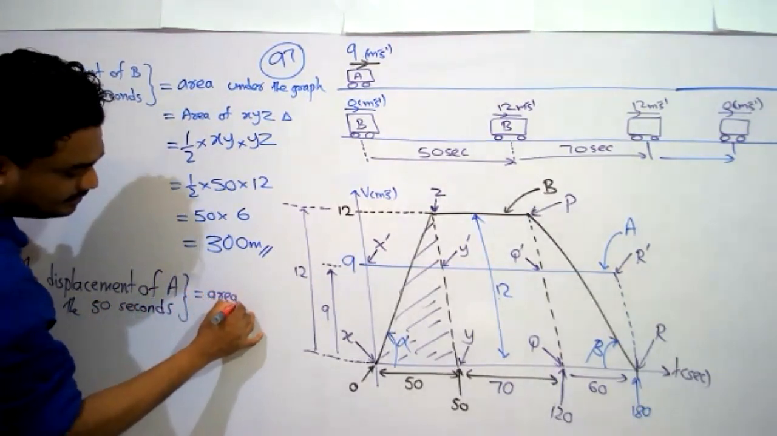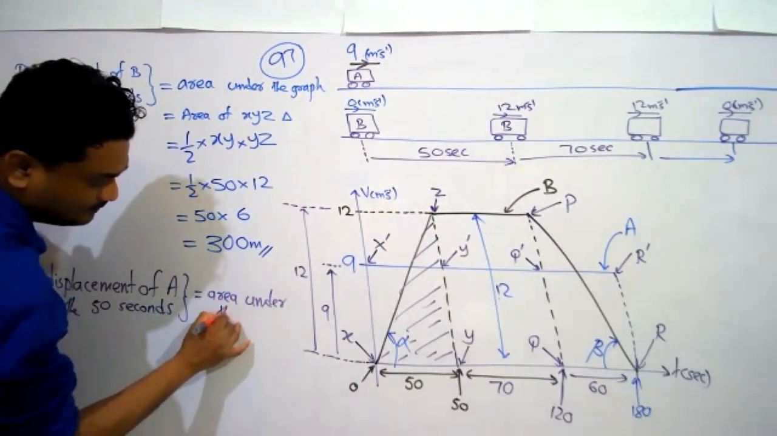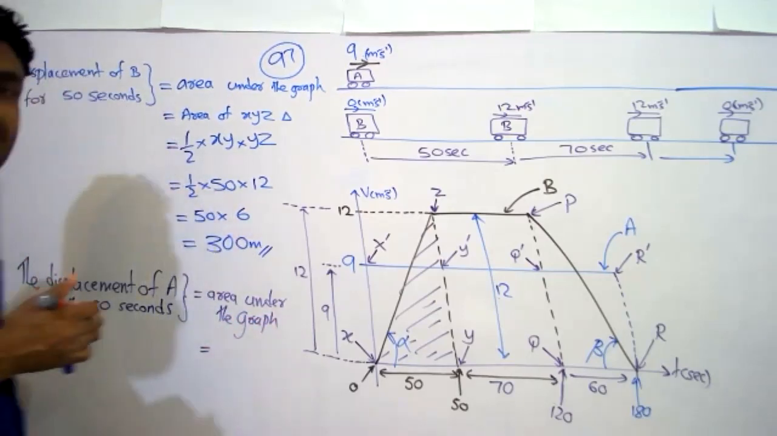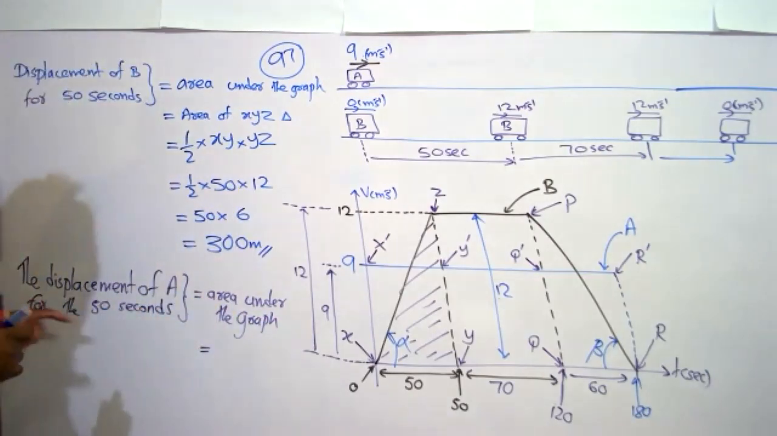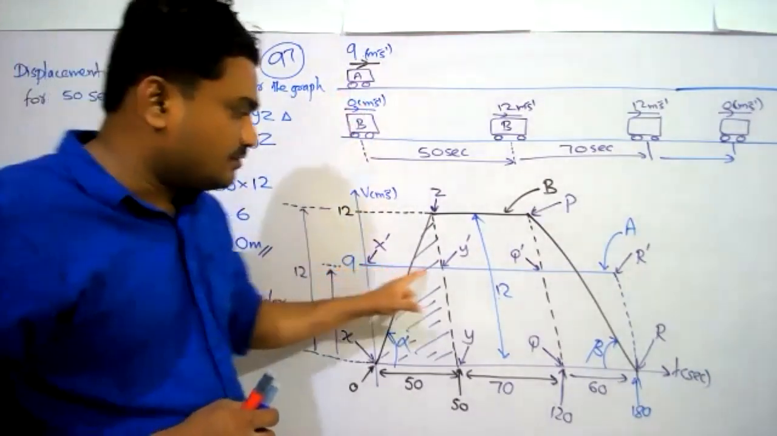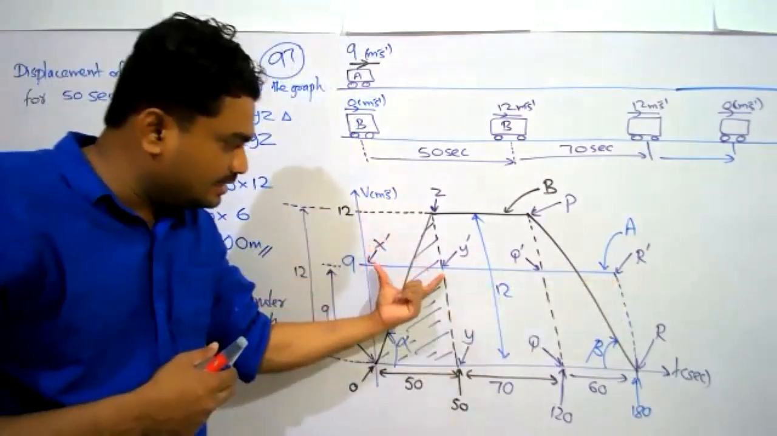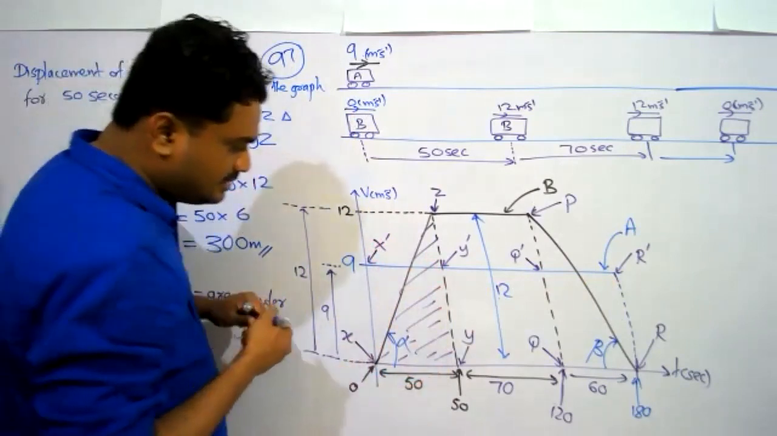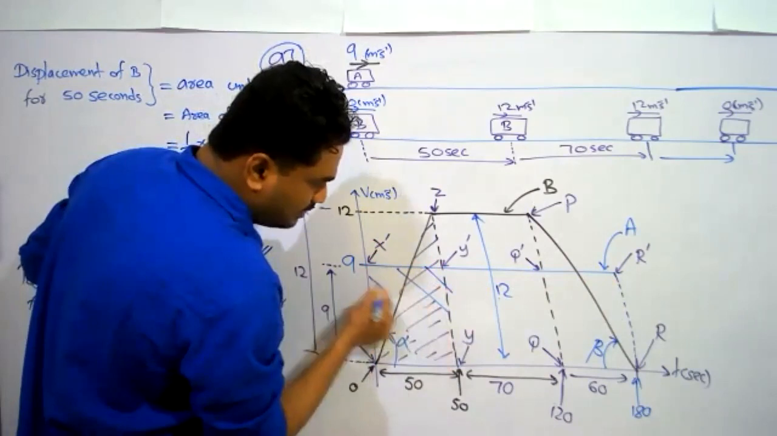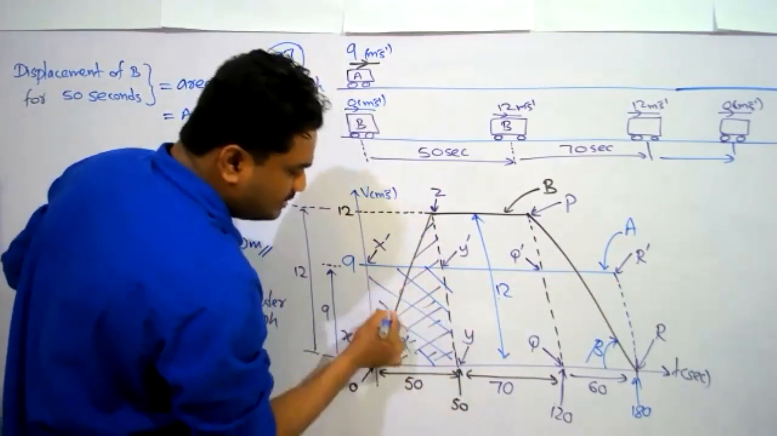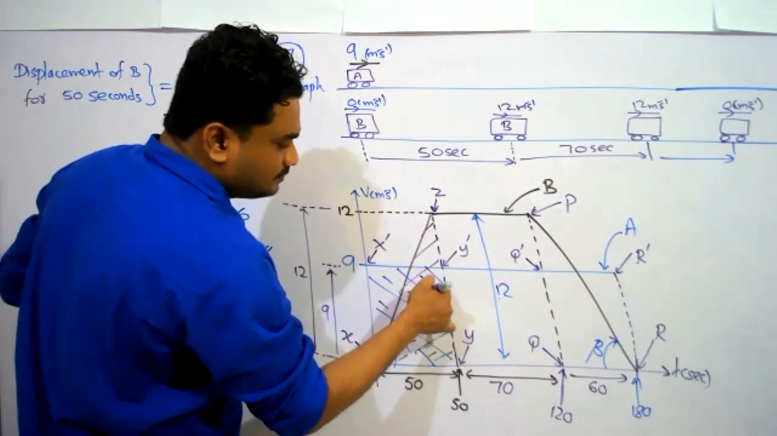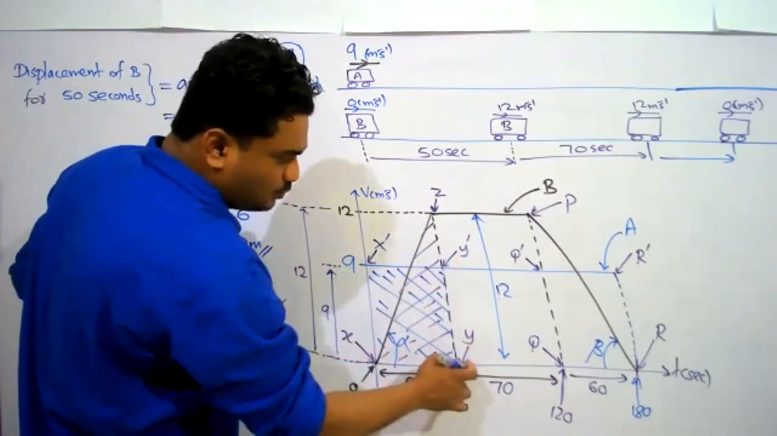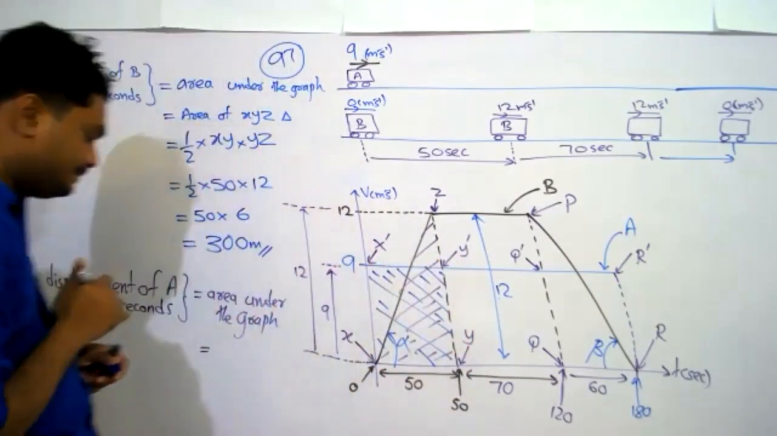It's again area under the graph, right? So which area there? Vehicle A travels with the constant velocity of 9. So I want to find the displacement of A during the first 50 seconds. So area of A means this here. What is the shape of this section? X, Y, Y dash, X dash. What is it? It's a rectangle.